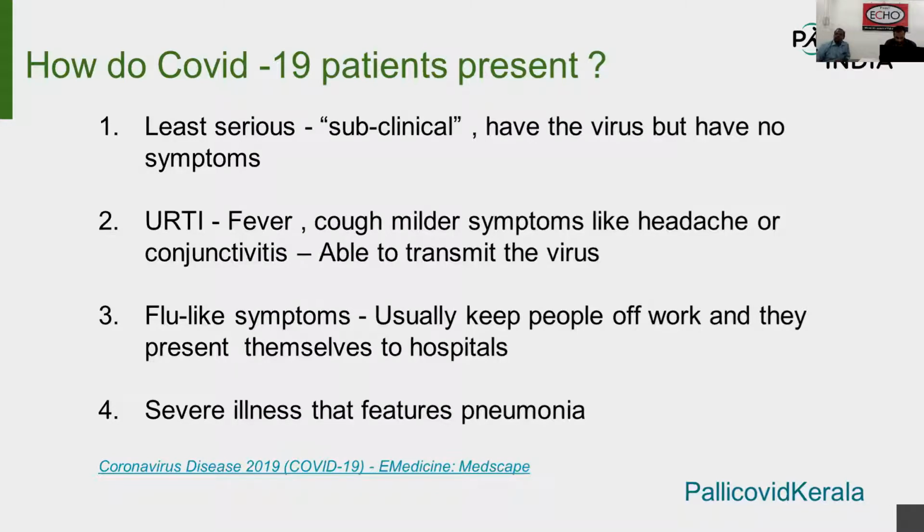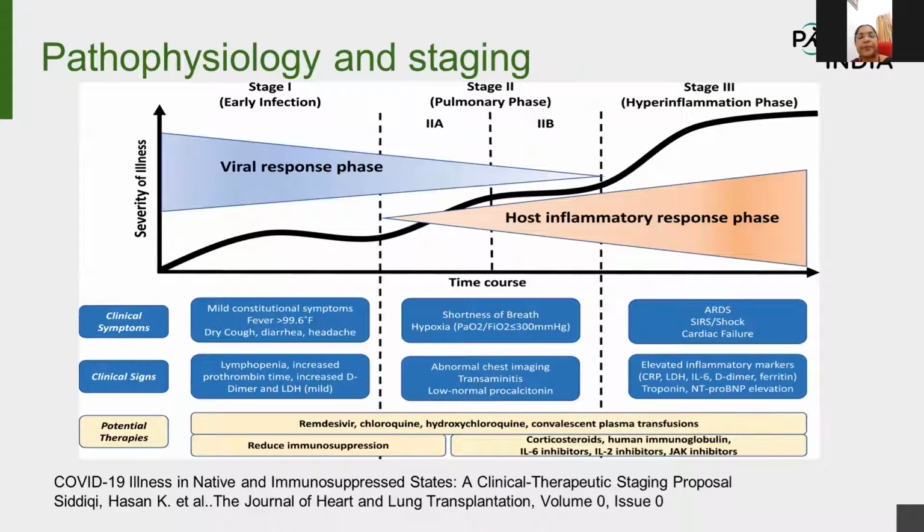Okay. And the third stage is ARDS, SIRS, shock, cardiac failure, elevated inflammatory markers, CRP, LDH, interleukin 6, etc. I think you're not moving the slides. The pathophysiology and staging is the next slide, please. Sorry, I didn't say move the slide.